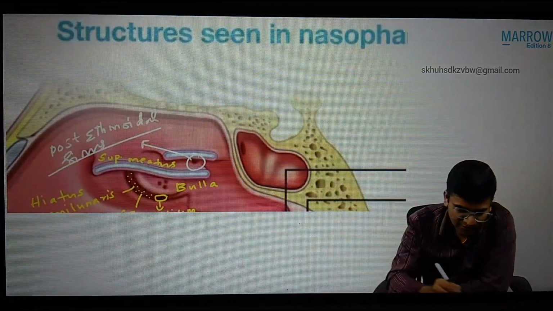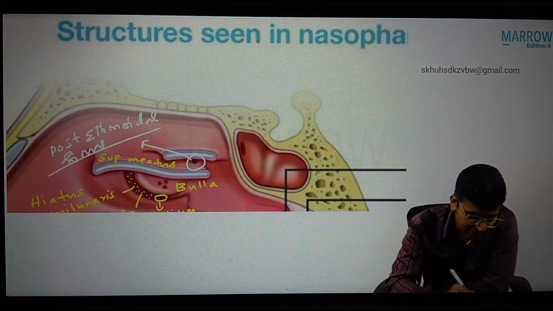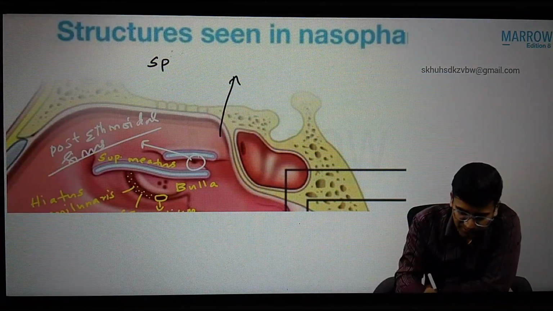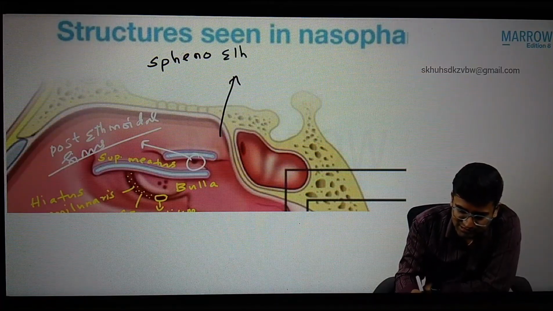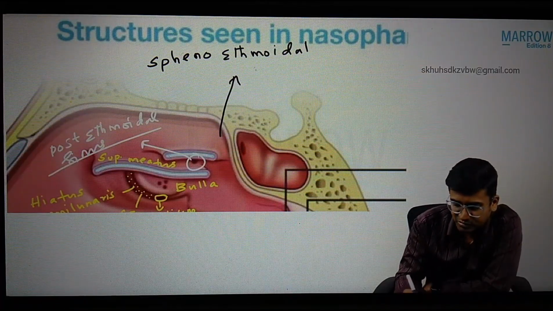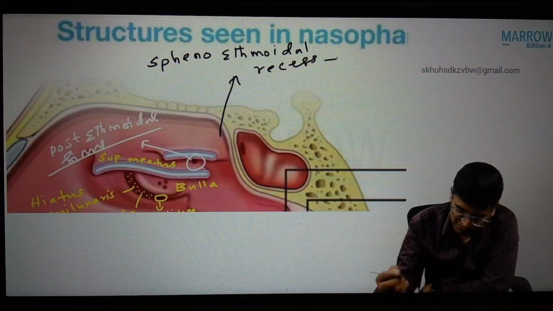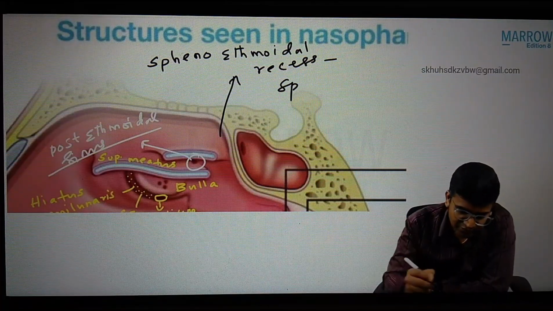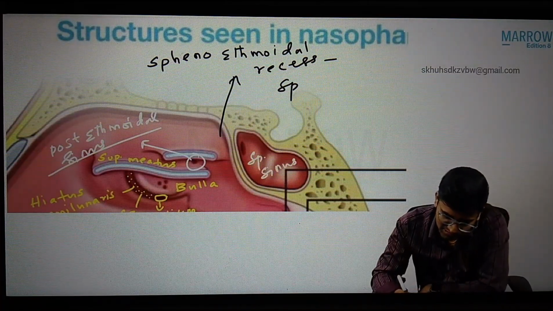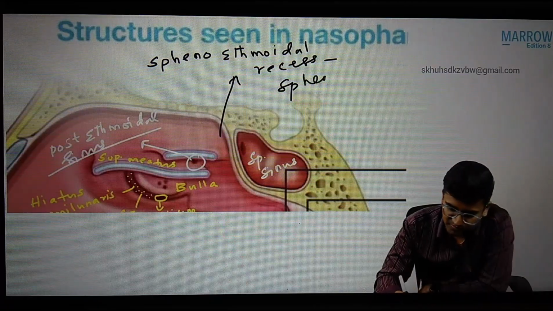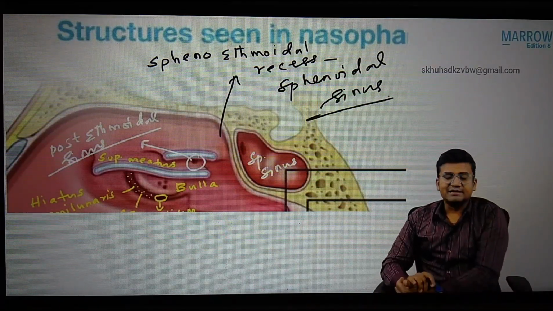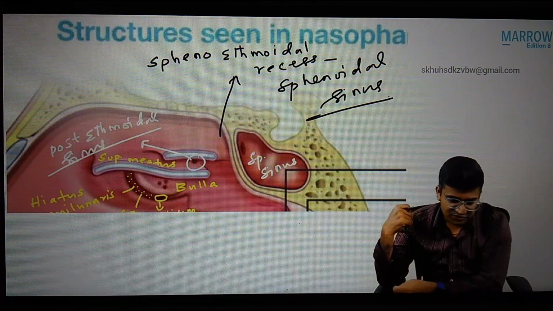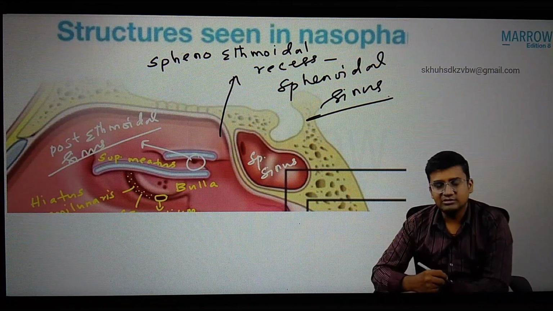And the last one, this is our sphenoethmoidal recess, which receives the sphenoidal sinus. Okay, right. Now, these are the various sinuses which open into the lateral wall of the nasal cavity.